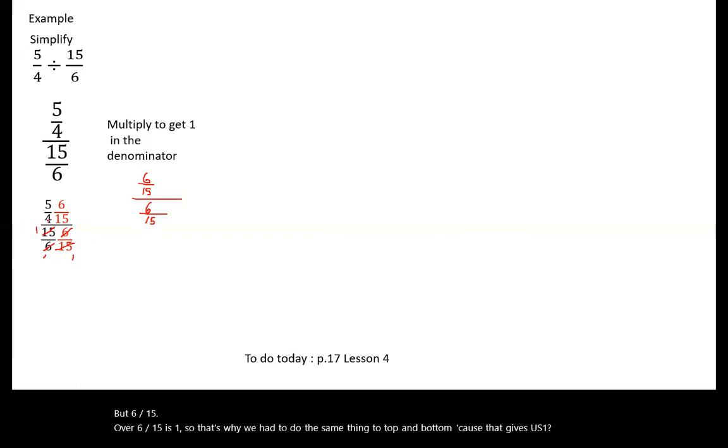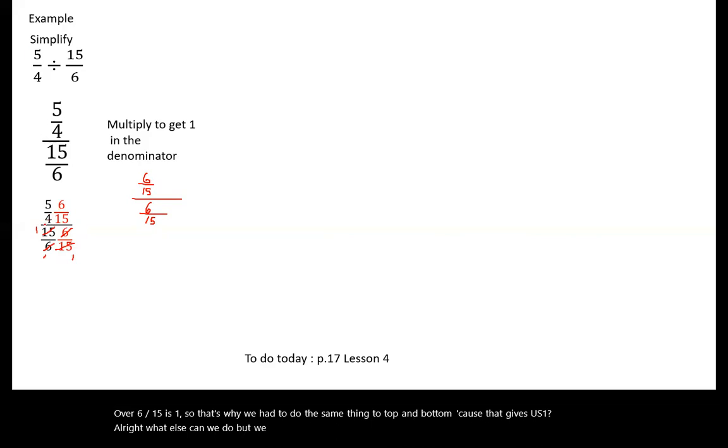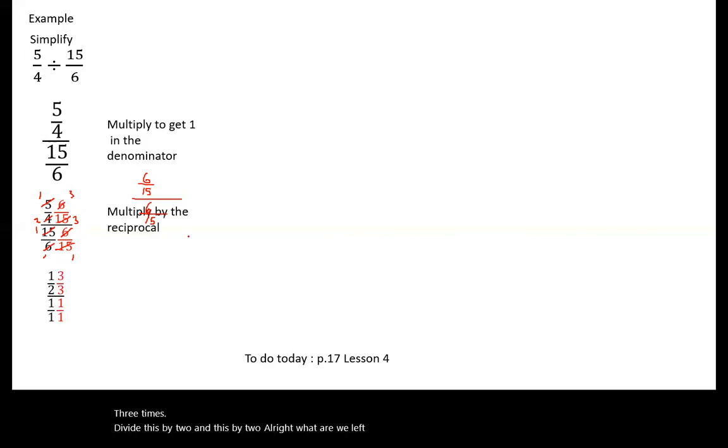All right, what else can we do? I bet we can do some more reducing. 5 would go in here once and 3 times. Divide this by 2 and this by 2. All right, what are we left with? Oh, and we can reduce this, can't we? So our final answer is a half.